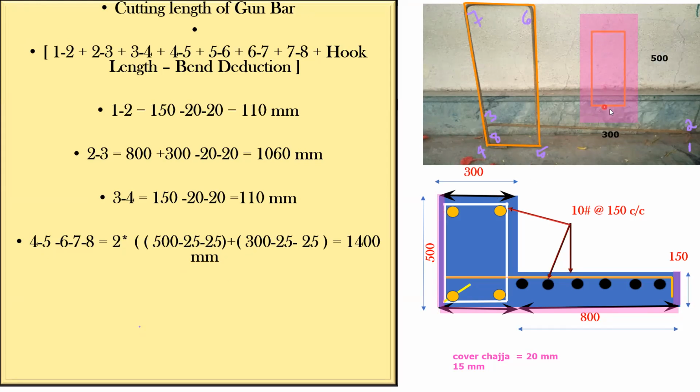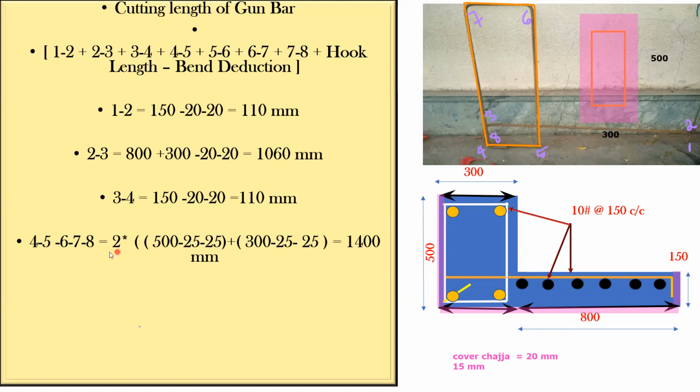Now, can you do the BBS for just this particular shape? Easily you can do that. How are you going to do it? 300 is the width. From here you take out the cover of 25 since it's a beam. This side also it is beam. So 300 minus 25 minus 25. And the depth is 500, minus 25 from the top, minus 25 from the bottom.